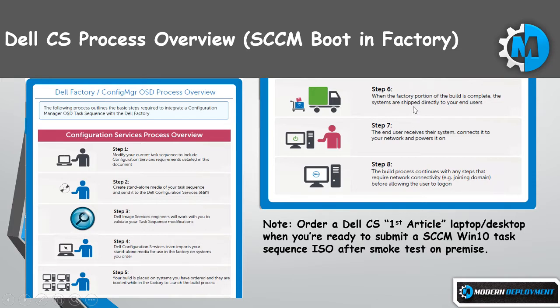And then number 6, essentially they will complete the factory build of your task sequence and the process, and then they'll shut the machine down and they will ship it either to you or directly to the user, depending on how you want the order shipment to work.